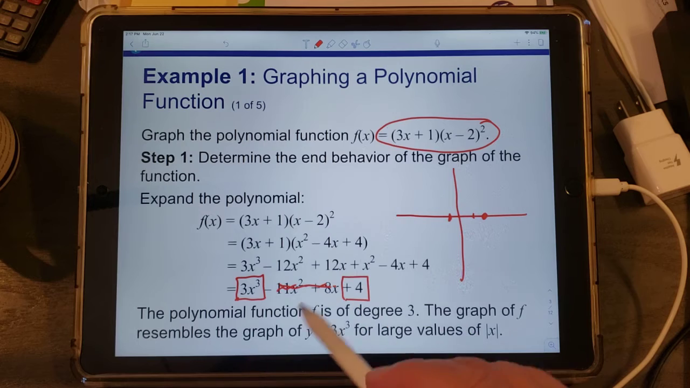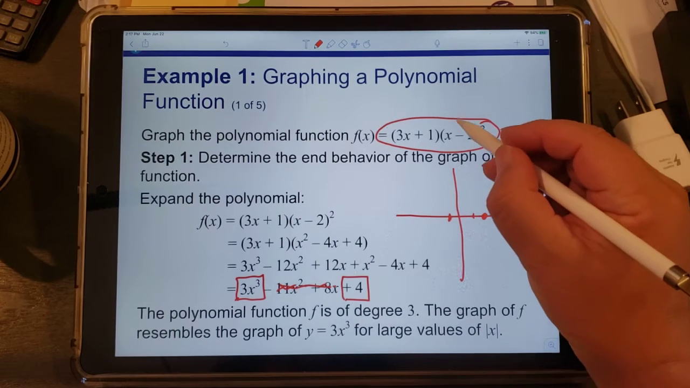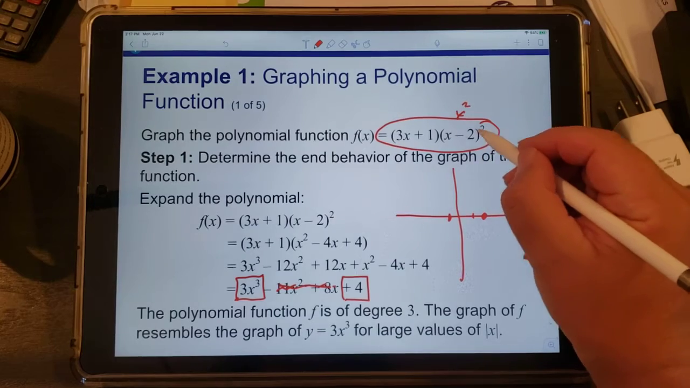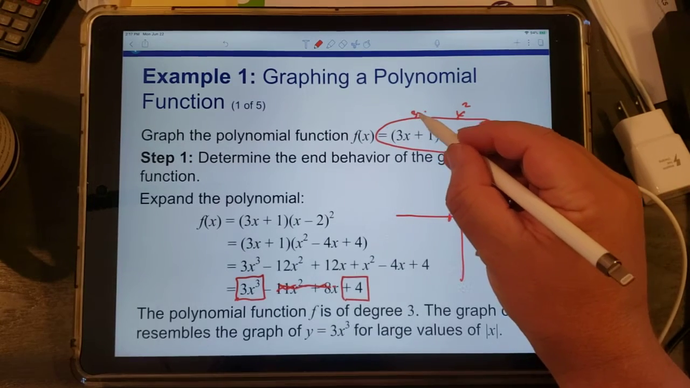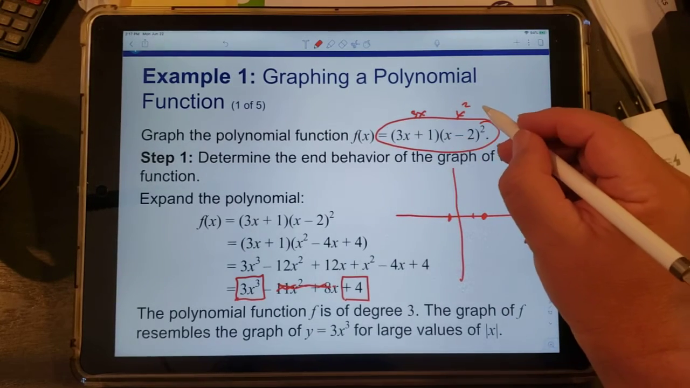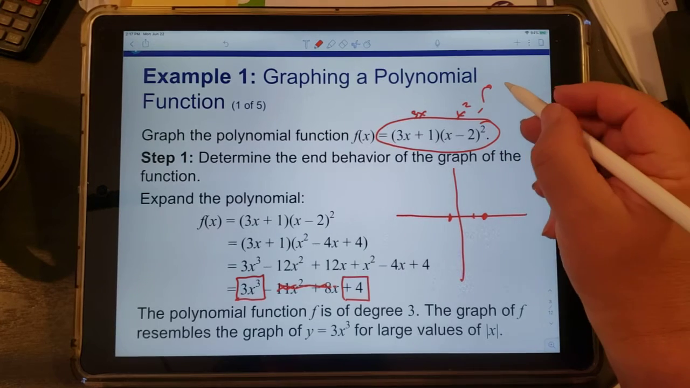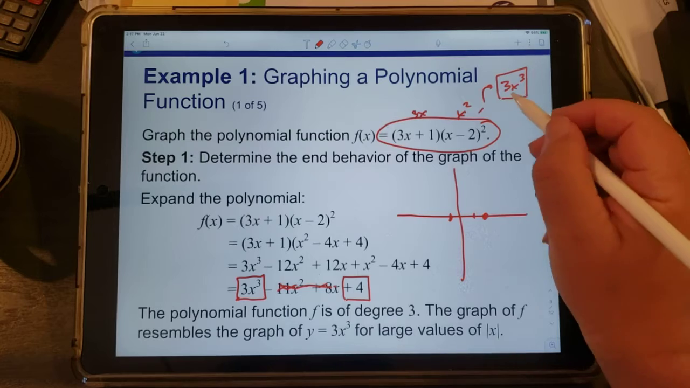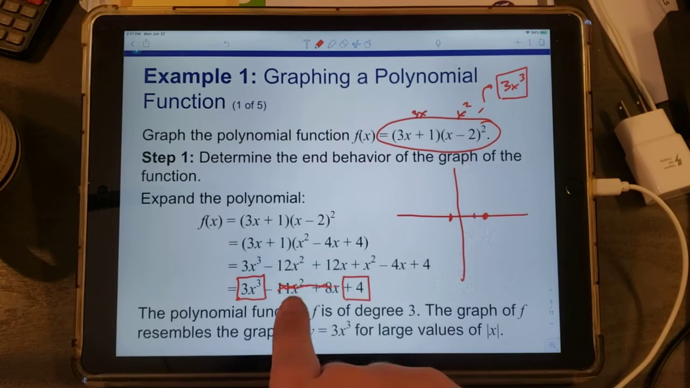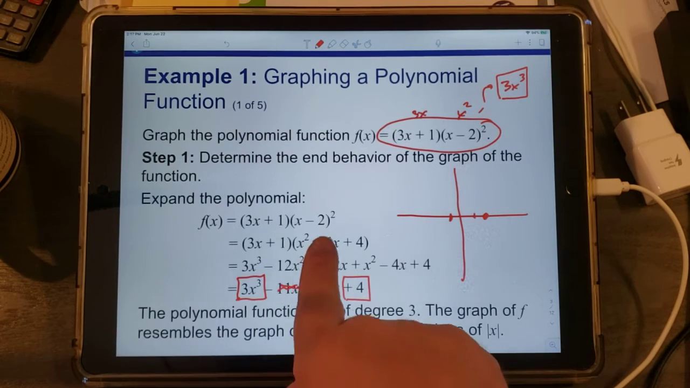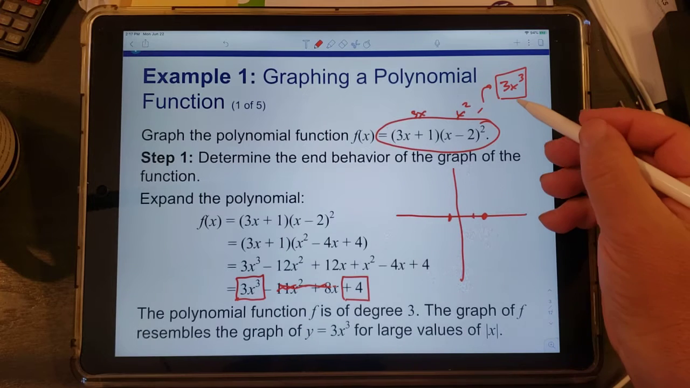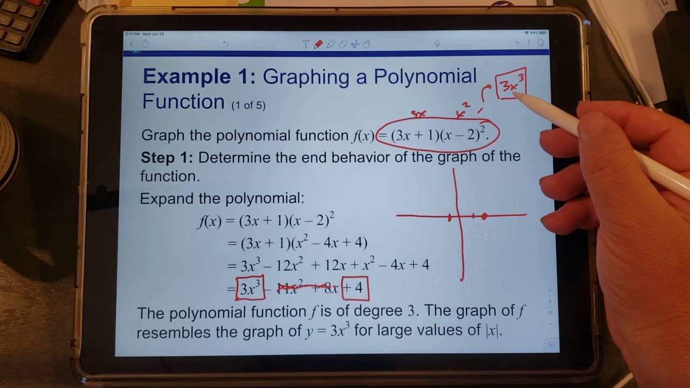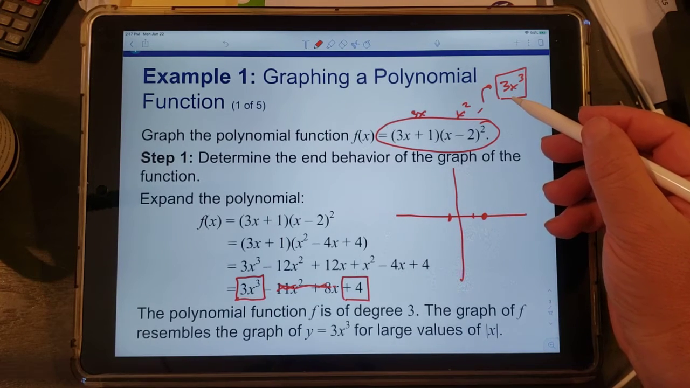So this is the first time the author kind of overdid it. I think you could tell that this would contribute an x squared, and this would be a 3x, and if I multiply this together, my first term would be 3x cubed. I didn't need to go through all of this. I mean, we could, but I don't need to go through all of this to realize what the first term is. Let's talk about why that is important.